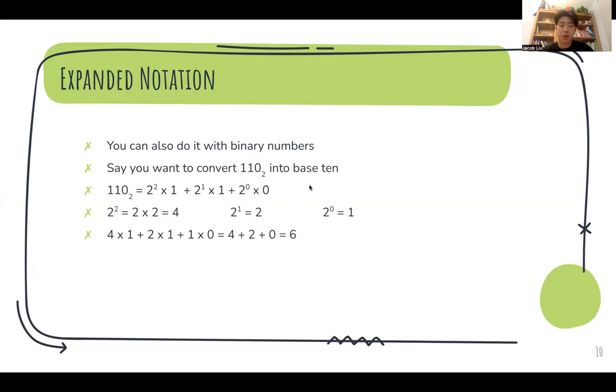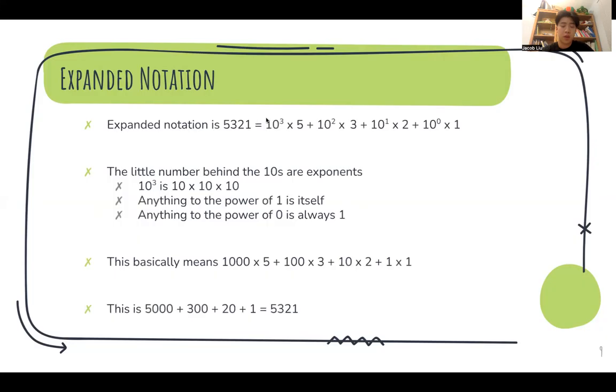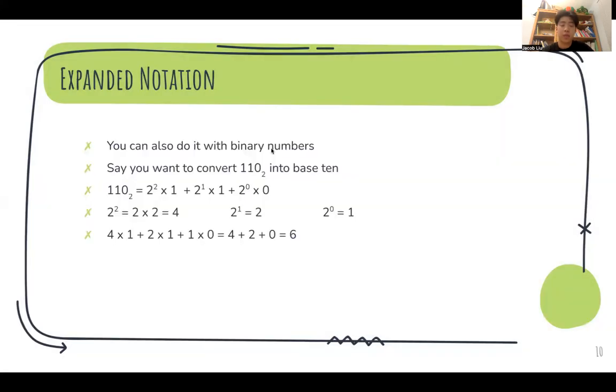Something else you may notice is that this number under the exponent is the same number as the base, right? So in base 10, this little 10 is the one that has the exponent on it. But in base 2, the 2 is the one that has the exponent on it.